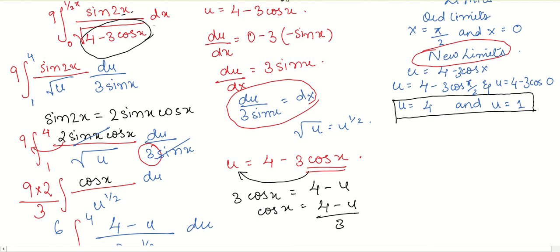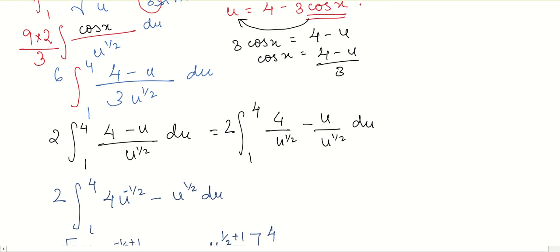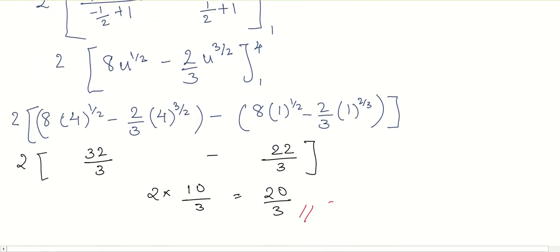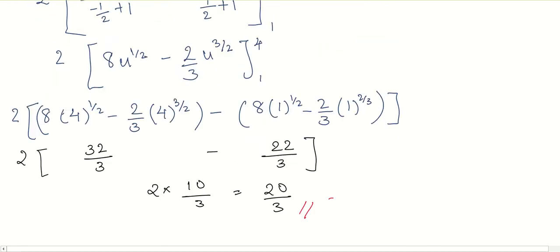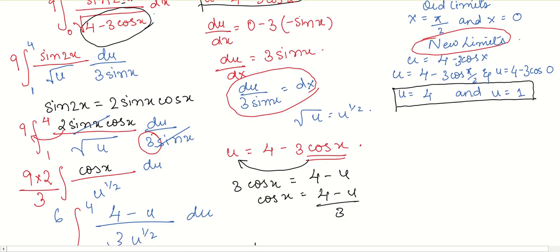In this question, you had cos x left over. So basically, from the limit that we were given, we found cos x, and we wrote cos x in terms of u in the integral. And that's how we evaluated this integral, and we found the exact value of this answer. And that is 20 by 3.